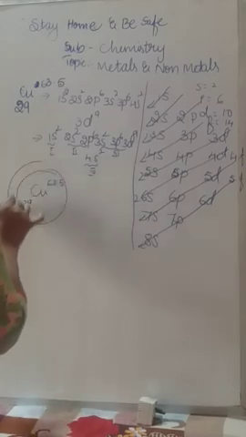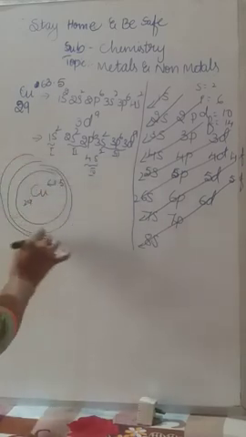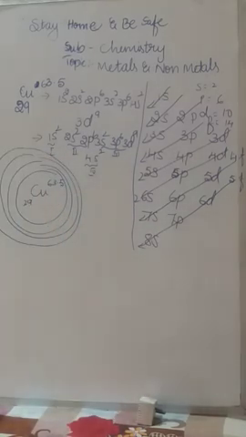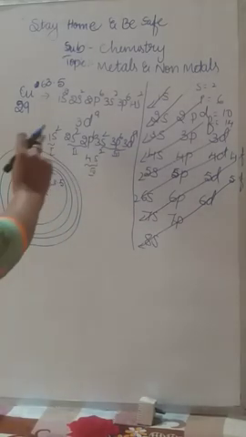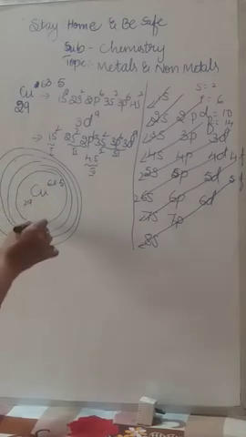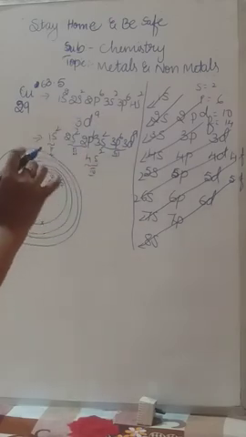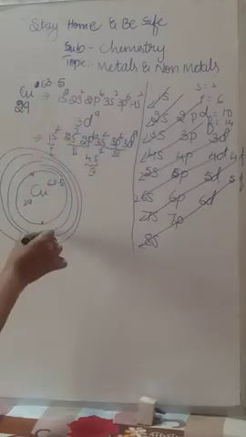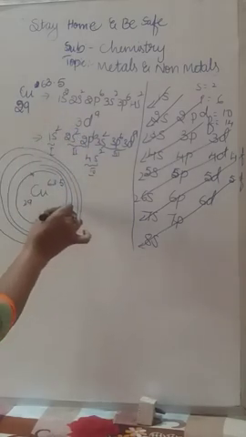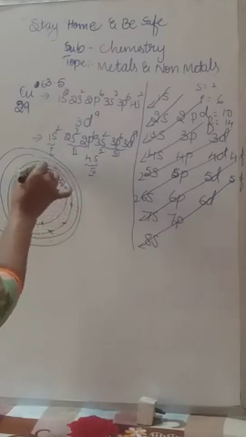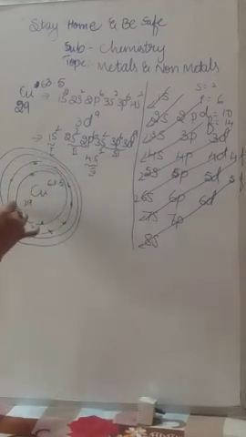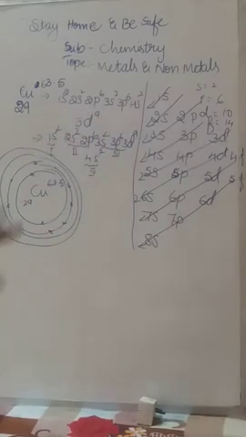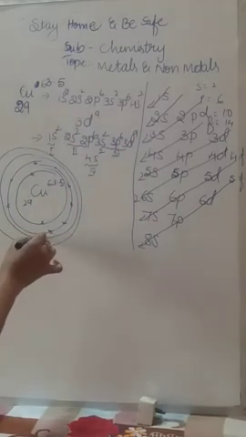1 orbit, 2 orbit, 3 orbit and 4 orbit. 4 orbits, right? Okay. So in the first orbit, how many electrons are there? In the first orbit, 2 electrons, and in the second orbit, 6 plus 2, 8 electrons. Write 8 electrons in the second orbit: 1, 2, 3, 4, 5, 6, 7, 8. And in the third orbit, 6 plus 2 is 8, 8 plus 9 is 17 electrons are there in the third orbit, right?